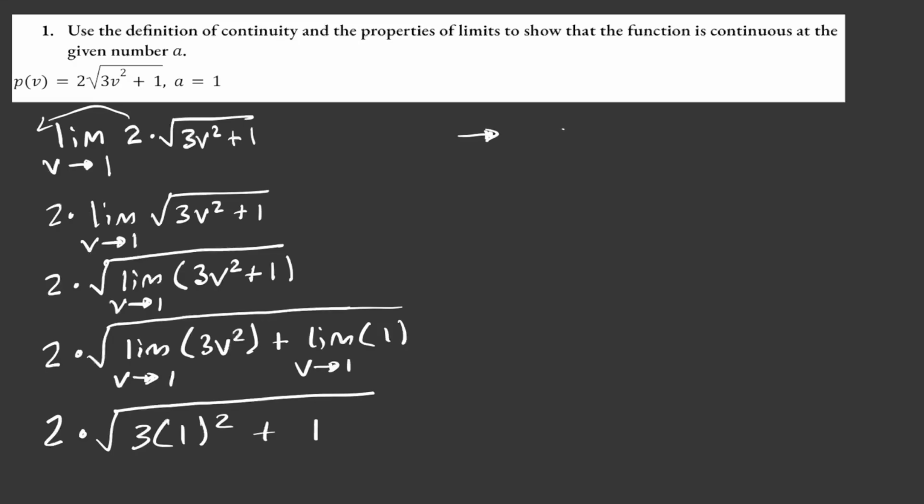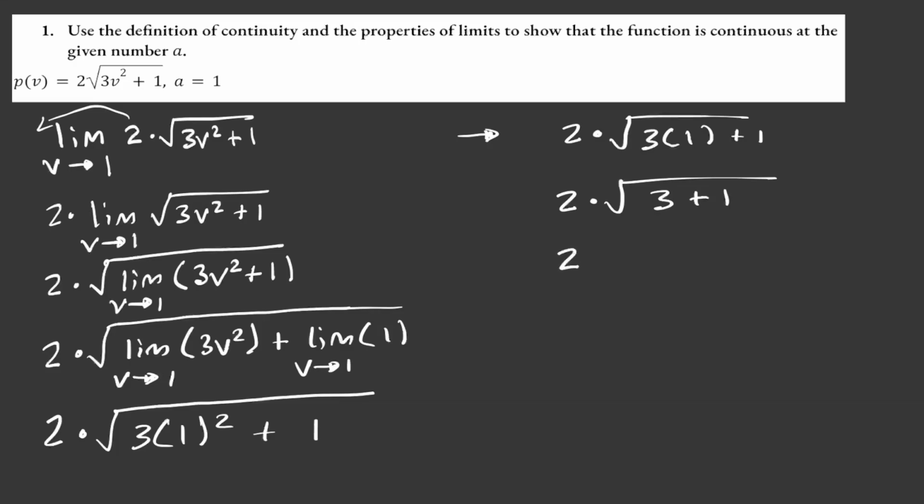So I'm going to continue my work up here. What's left over is 2 times the square root of, well, 1 squared is just 1, so I get 3 times 1 plus 1. If I simplify further, I get 2 times the square root of 3 plus 1. And if I continue simplifying, I get 2 times the square root of 4. This simplifies down to 2 times 2, which is my result of 4 for p(1). This is my answer.